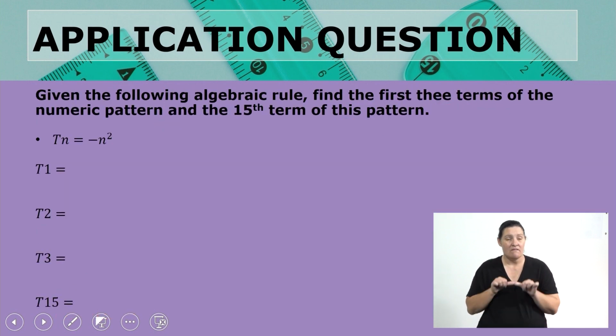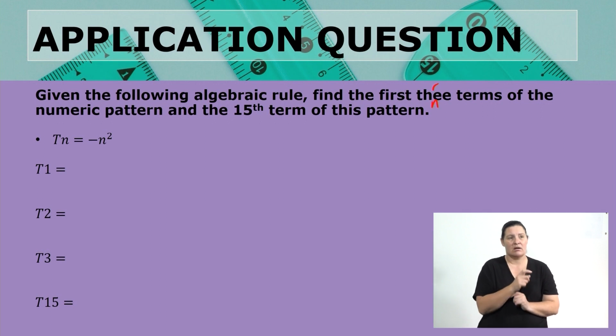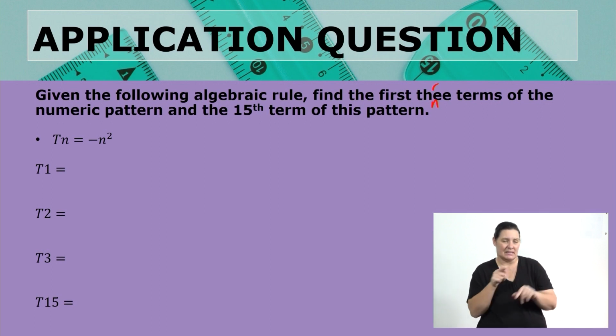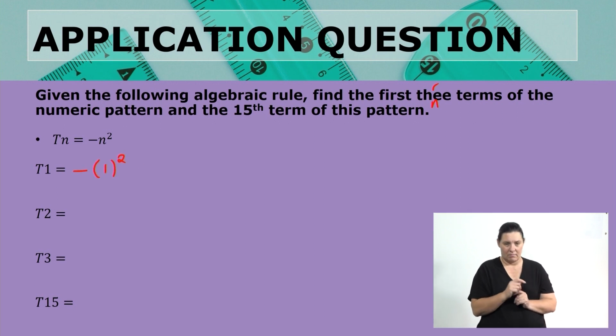Now, given the following algebraic rule, find the first 3 terms of the numeric pattern and the 15th term of this pattern. So we are going to now have negative n squared. So we are going to take the first term. That is going to be a negative 1 squared. 1 squared is 1, and my first term would be a negative 1.